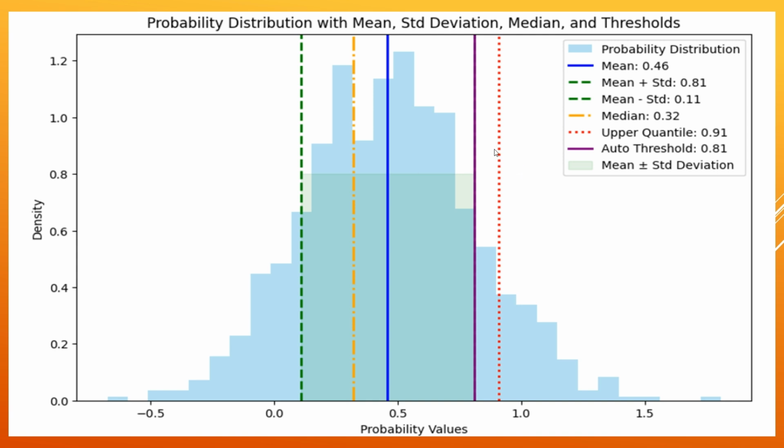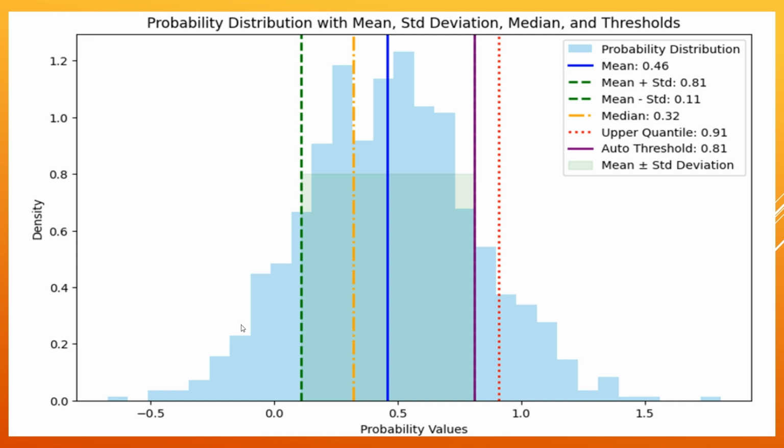And you can see here the upper quantile that I was telling you is 0.91. This one is that red dotted line. And our range, that is, if you subtract the standard deviation from the mean, it is this green line, and if we add the standard deviation to the mean, to the blue line I mean, then it becomes this purple line. This is the auto threshold that we have taken.